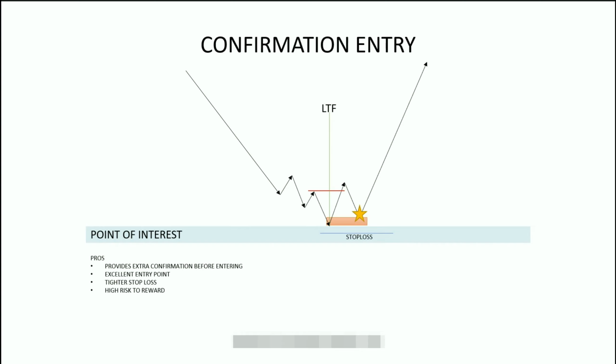Now, the only con for this sort of setup is you may miss trades that don't offer the extra confirmation. Sometimes price will hit that point of interest and just take off out of there, and you won't get any confirmation that it was going to hold. It just moves away and then you've missed the trade. That is the only con on the confirmation entry.